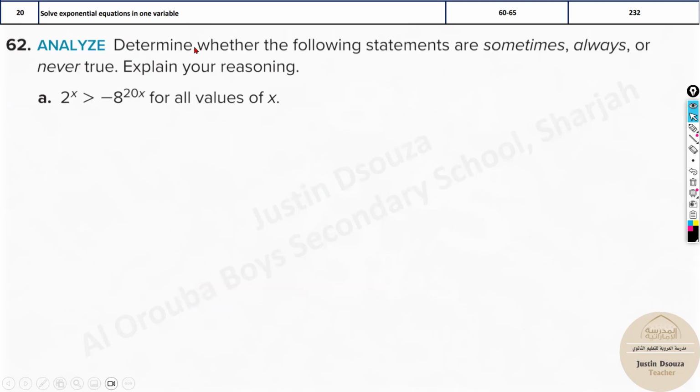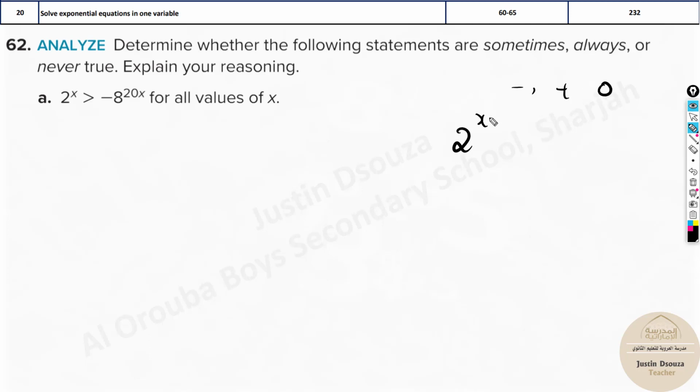Now another problem over here is to determine whether the following statements are sometimes, always, or never true. Explain your reasoning. Now this can be solved in different ways. Let's see over here. You can see 2 to the power x is greater than minus 820x, for all values of x. How would you solve this? Whenever you have an exponent, x can be any value. It can be negative, positive, 0, or anything.